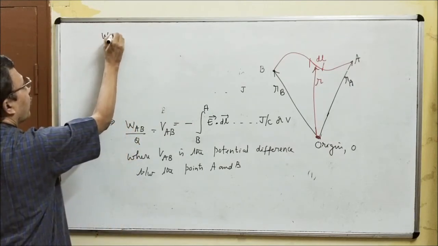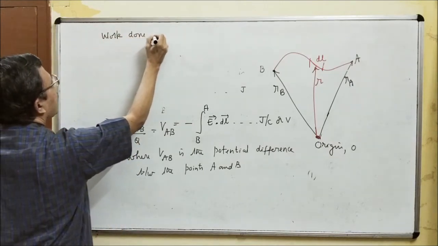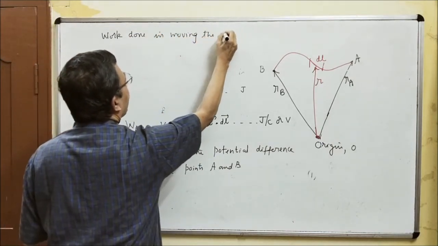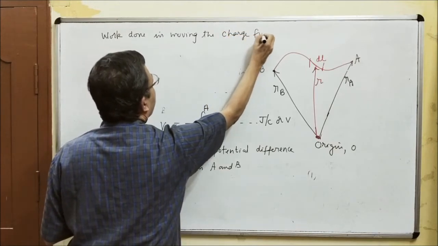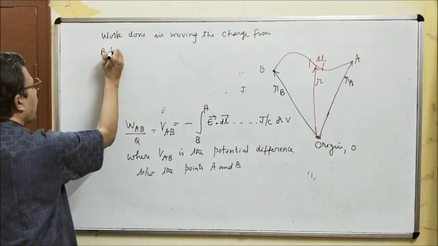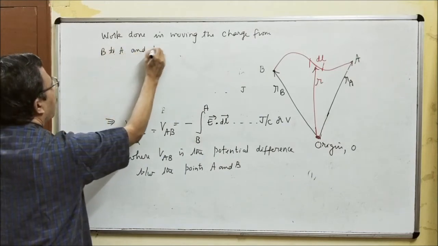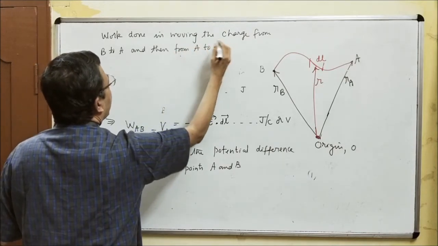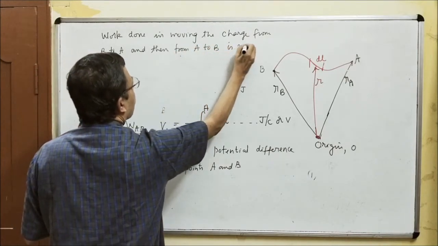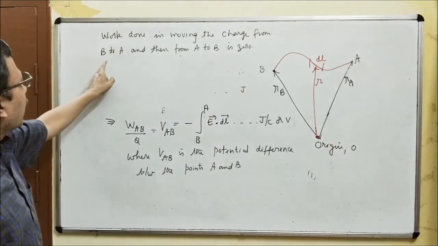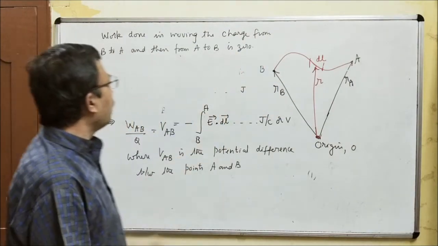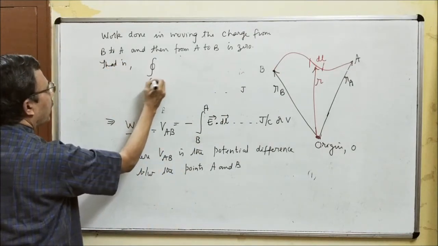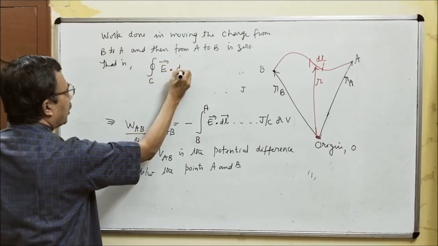Work done in moving the charge from B to A and then from A to B is 0. That is, the contour integral over C of vector E dot dl is equal to 0.